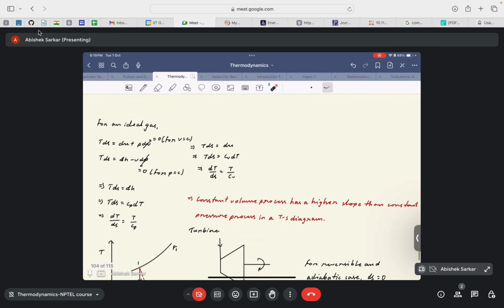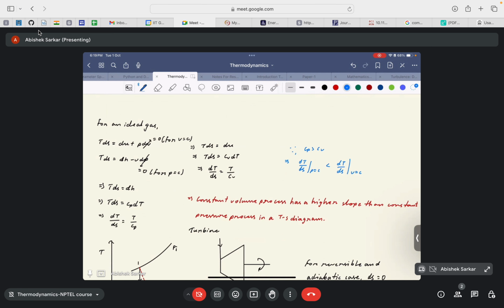Again, dH can be written as Cp dT, or TdS is equal to Cp dT. Then dT by dS would give us T by Cp. Now we know that for an ideal gas, Cp is greater than Cv. If Cp is greater than Cv, then dT by dS for P equal to C would be less than dT by dS for V equal to C.